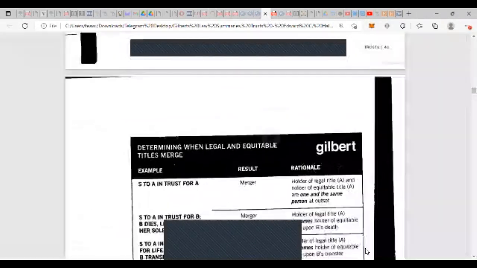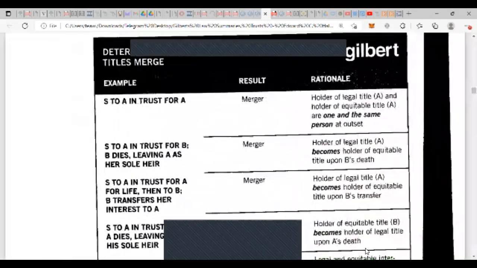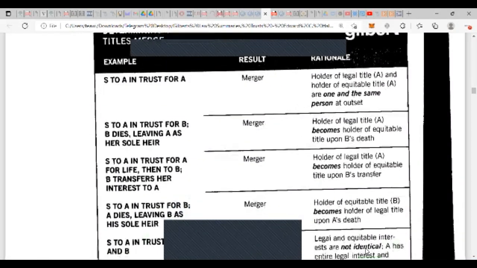Okay, going back up here to this diagram, it says determining when legal and equitable titles merge. Okay, so you have S to A in trust for A. The result is merger. The rationale would be holder of legal title is A, and holder of equitable title is A. So he's the trustee and beneficiary and they are one and the same person at outset, trustee and beneficiary.